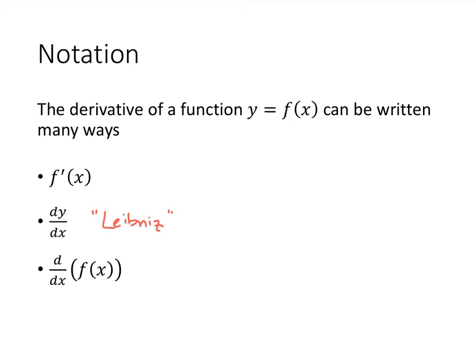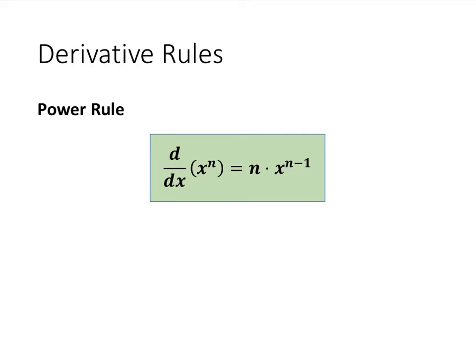And then a variation of the Leibniz notation is d over dx, and then in parentheses, a function. So d over dx just means the derivative of f of x, the derivative of what's in the parentheses. So if you ever see d over dx and then something next to it, that just means the derivative of that thing. So dy dx just means the derivative of y. You can think of that y as being in parentheses as well. Okay, so let's get to those shortcuts.